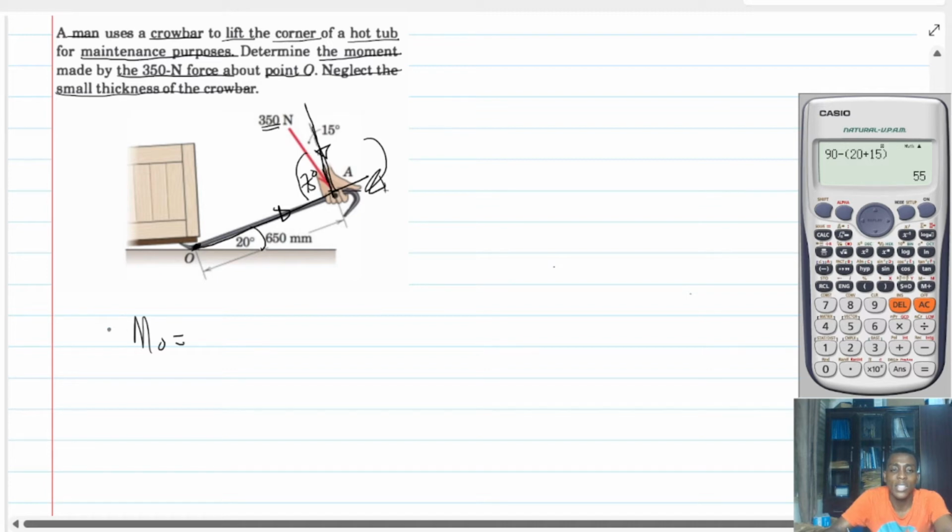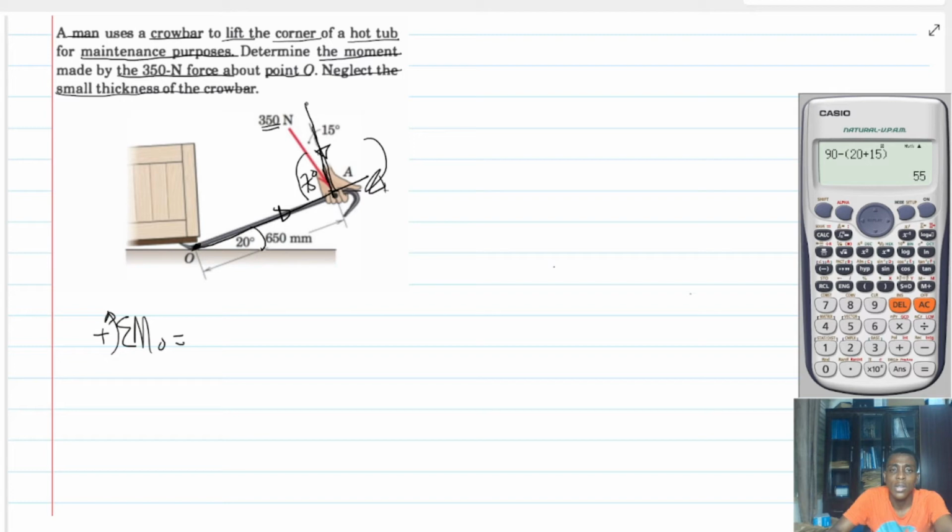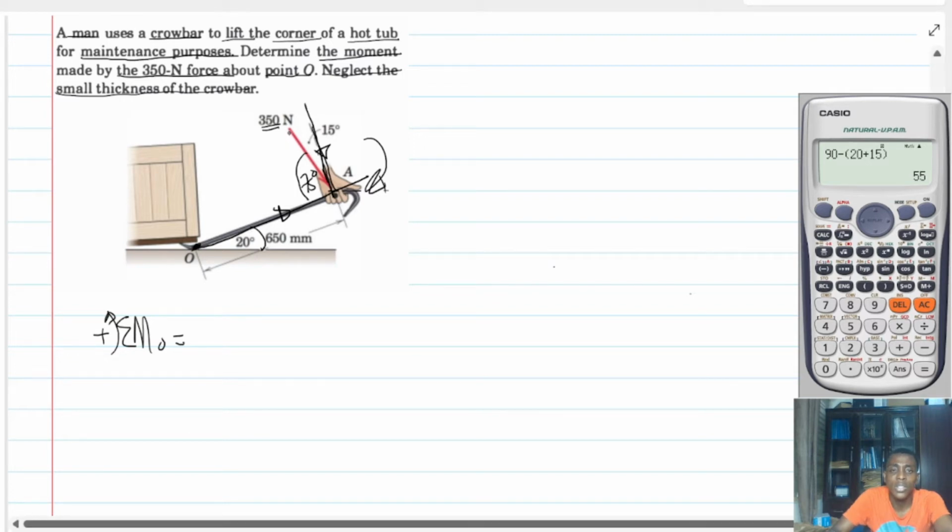And this moment is given by, so okay, this is what we are saying. Let me do it this way so that you get it. We want to look at summation of moment about O. And we are saying that if I resolve this 350 force perpendicular to the bar, it is going to be what? 350 sine 75. Is that right? We are expecting that we will get what? 350 sine 75. Okay, let me calculate it.